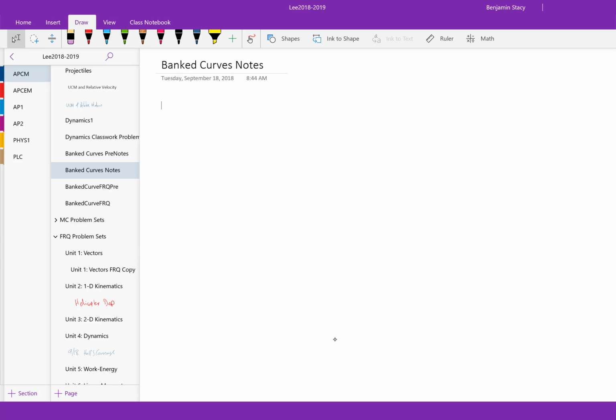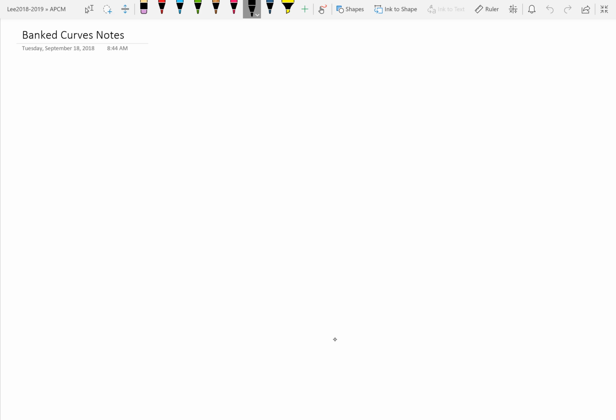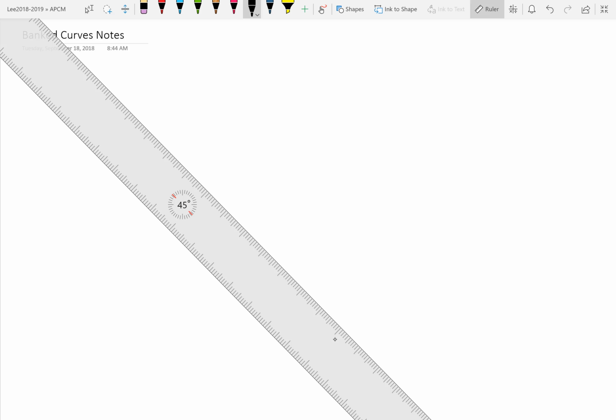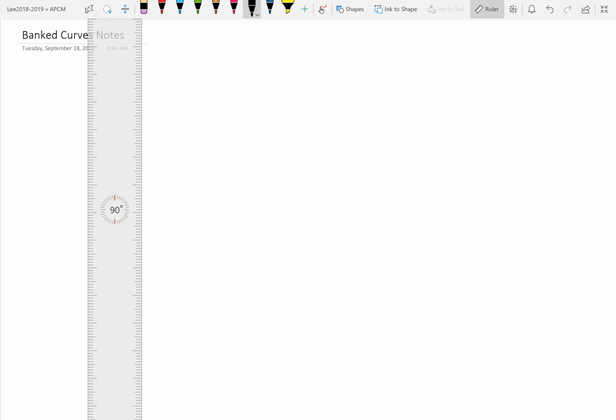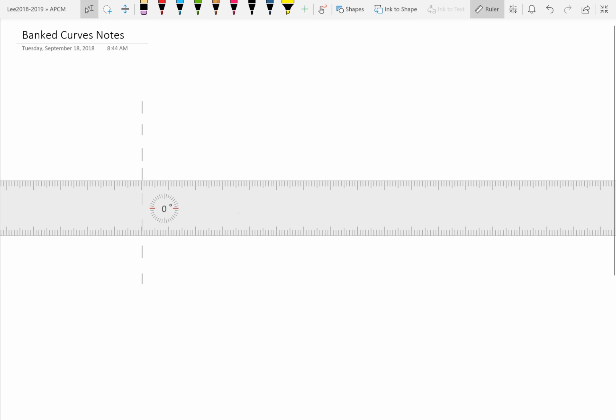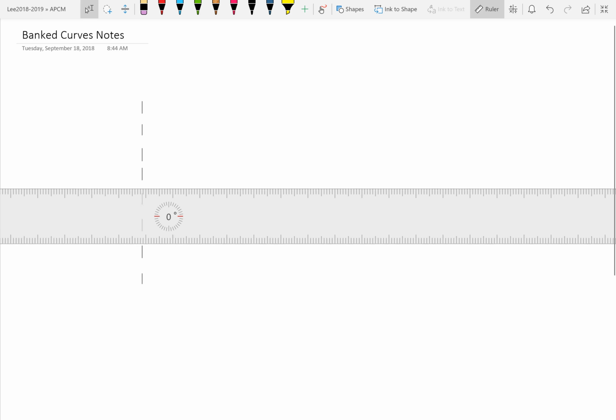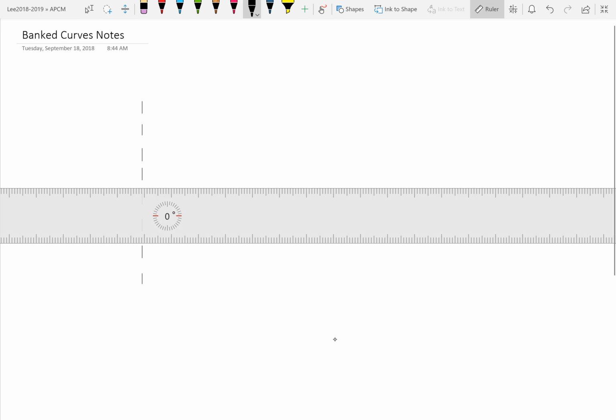Here we have banked curve notes today. I'm going to set up a little Cartesian grid here that I can copy paste for the few examples that we'll do. We had talked about a car going around a circular curve on a flat roadway, and we're basically taking that same example and then putting the car on an incline. This is an example of like a velodrome.